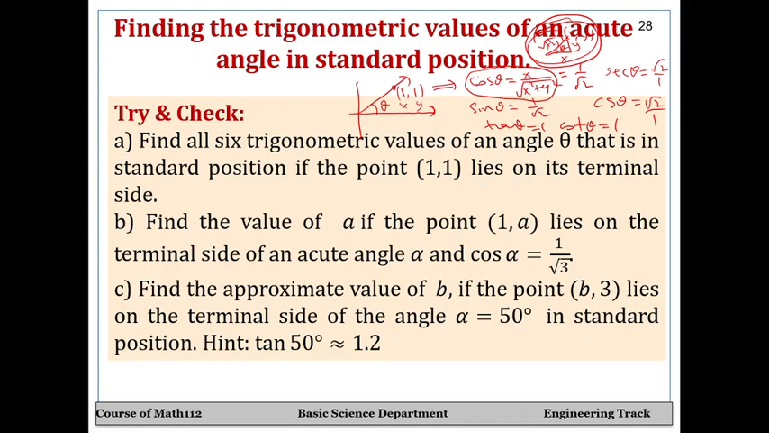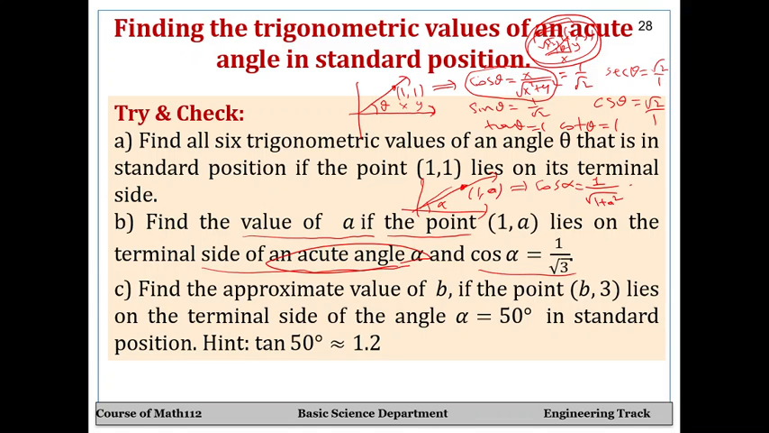Now let's look at this question here. Find the value of a if the point (1, a) lies on the terminal side of an acute angle alpha, and the cosine alpha is 1 over square root 3. Now here is the problem. Acute angle, again, this is alpha, and (1, a) is here. Then what is cosine alpha? If you want to use the formulas here, it will be x over the square root of x squared plus y squared, so 1 over square root of 1 squared plus a squared, and this will be equal to, again, 1 over square root 3.